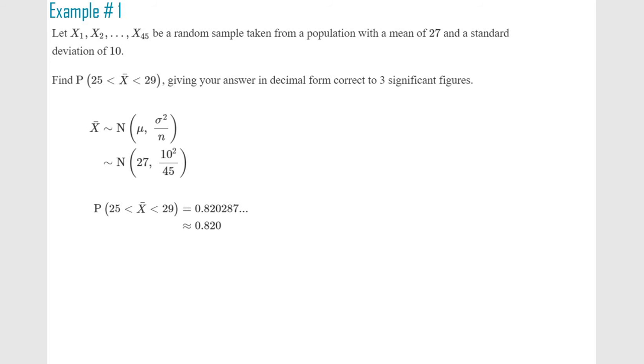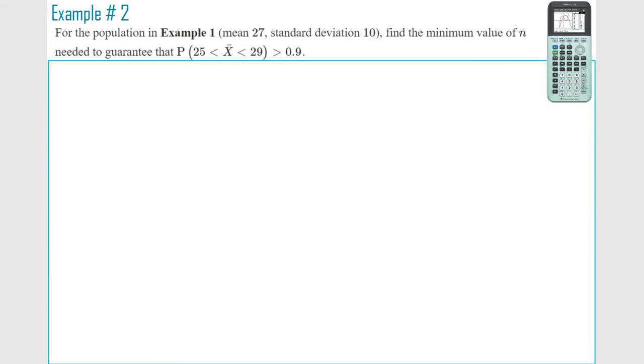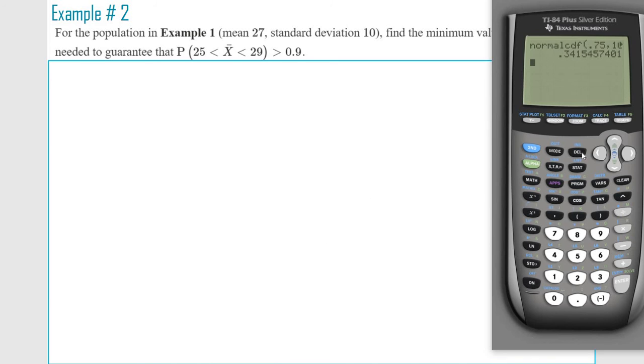All right, so let's do example number 2. Using the same information from example 1, mean of 27 and standard deviation of 10, find the minimum n to guarantee that the probability is greater than 0.9. My first instinct was this: you have an inverse norm, which sounds great because I know that the area is 0.9 and that it's in the middle.